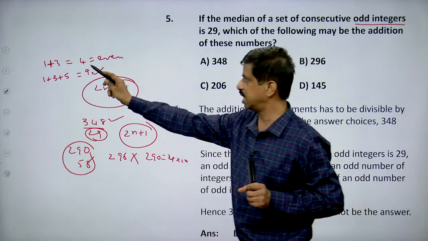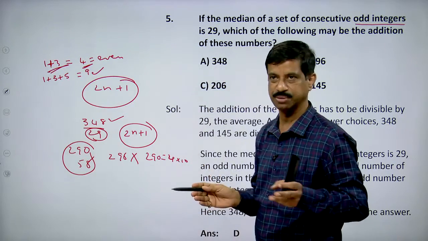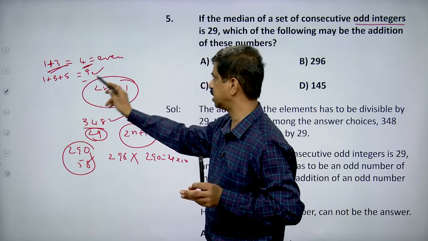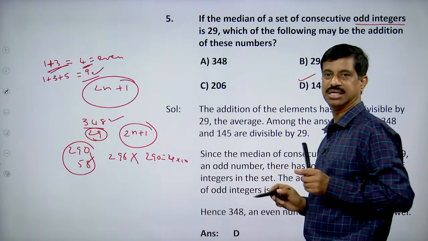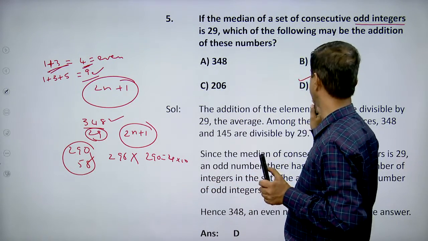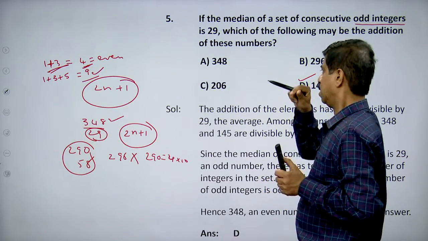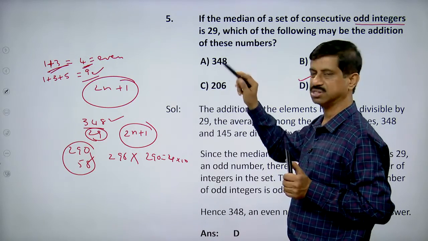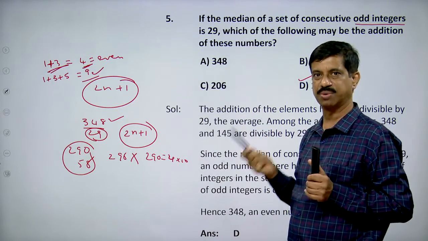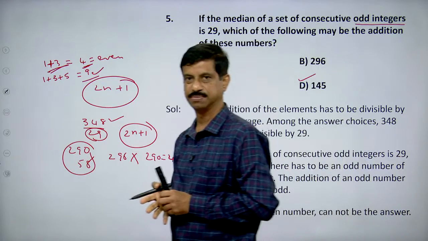If you say even is correct, there should be an even number of terms, but there are an odd number of terms. Therefore, even cannot be the answer, odd should be correct. So the answer is D, but not A. We are getting 348 divisible by 29, and 145 also divisible by 29, but 348 cannot be the answer because there is an odd number of terms to be added, so the sum should be odd, not even. Okay, children, please note it fast.